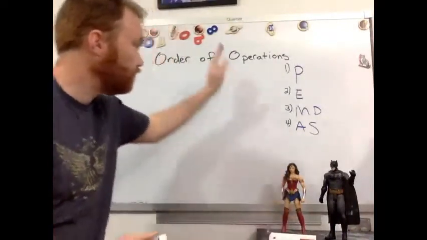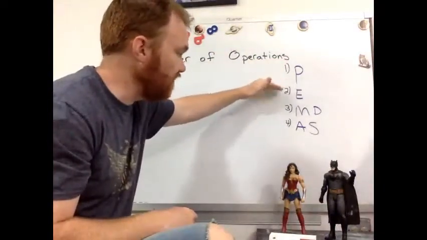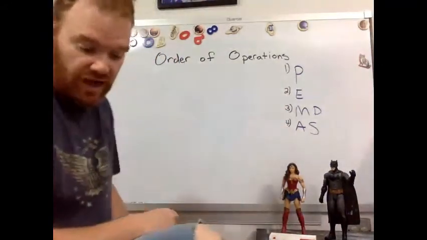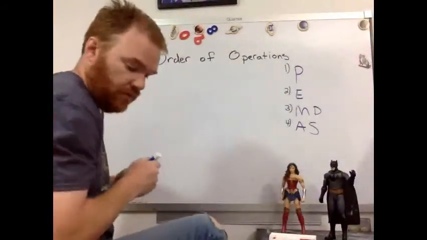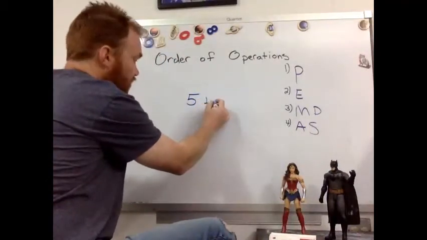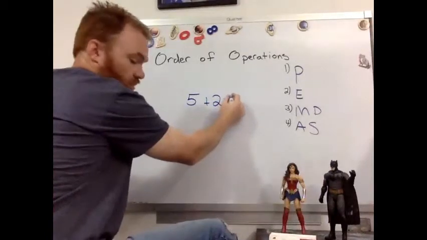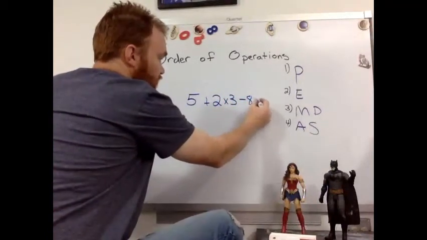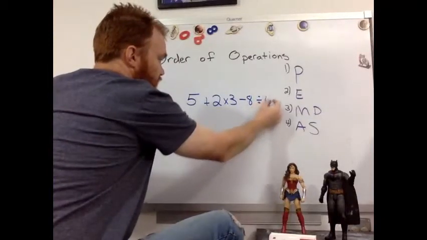Okay, so order of operations: parentheses, exponents, multiply or divide. Then we're going to add or subtract. Okay, example 1. 5 plus 2 times 3 minus 8 divided by 4.